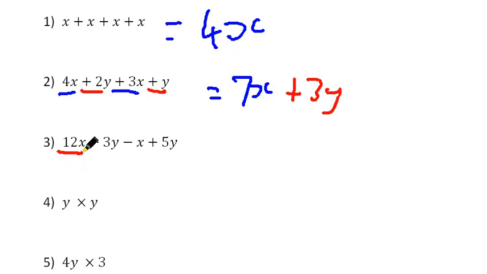Over here we have 12 x's and we have a takeaway x. So 12 take away 1 gives us 11x. And then we have take away 3 plus 5, so minus 3 plus 5 gives us a total of 2y's. Okay, the next question is y times y. If it was y plus y, it would be 2y, but because it's y times y, it's y squared. We only have powers when we're dealing with multiplication.